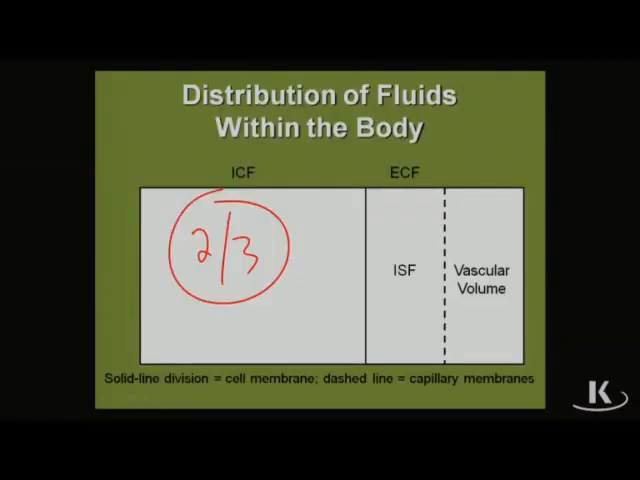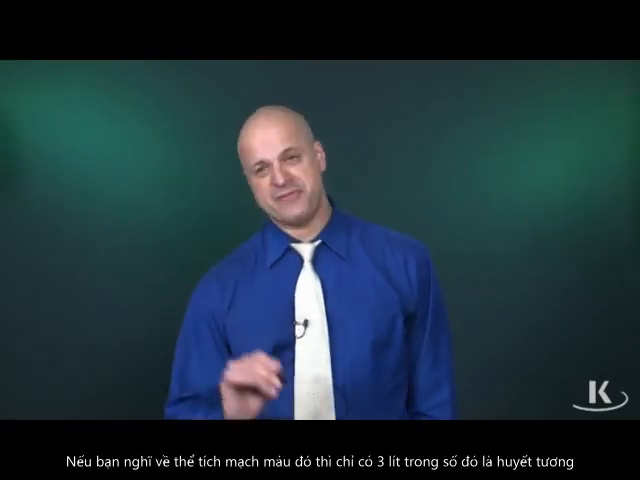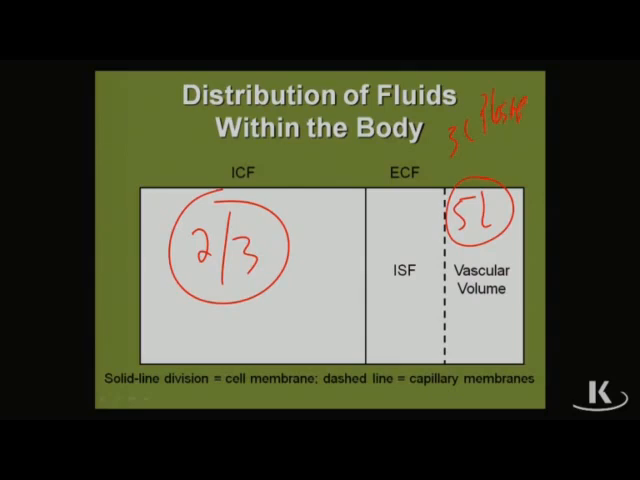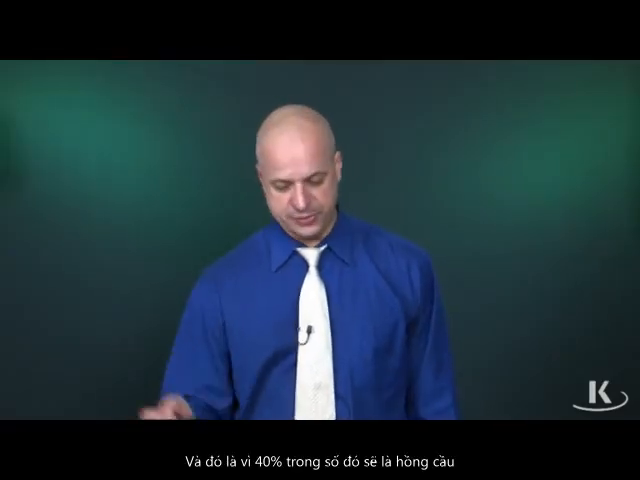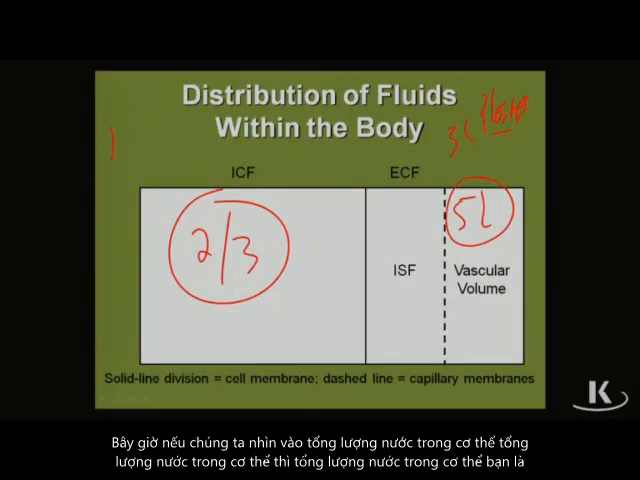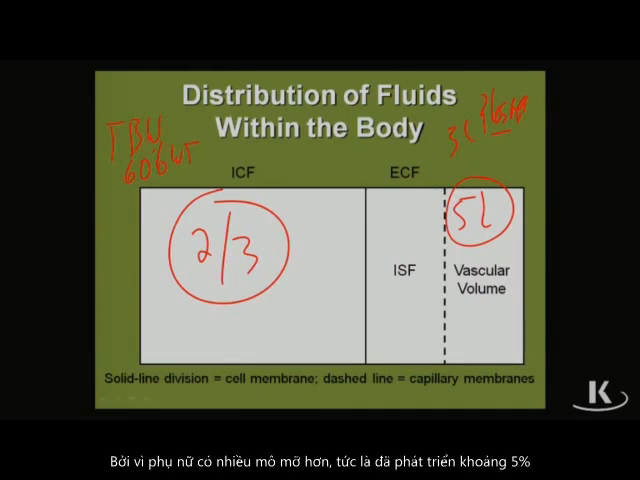it's not. So the thing is, the whole vascular volume is only about 5 liters overall. And if you think about that vascular volume, only 3 liters of it is plasma, because 40% of it is going to be red blood cells. Now, if we look at total body water, the total amount of body water in your entire body is about 60% of your weight for a man, about 50% of your weight for a woman, because women have more adipose tissue.